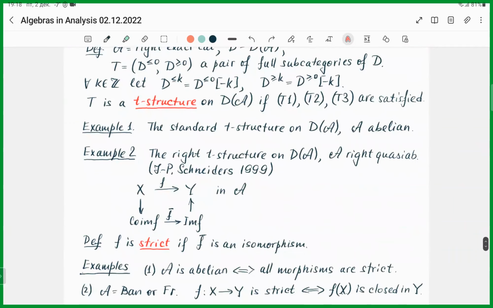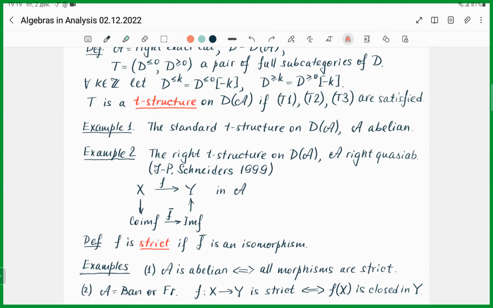Well, we have already an example of a T structure, namely the standard T structure on the derived category of an abelian category. And the next example, example 2, is very important for us. This is the so-called right T structure on the derived category of a right quasi-abelian category. So this example generalizes example 1 to the right quasi-abelian case. This T structure was constructed by Jean-Pierre Schneiders in 1999. Or more exactly, Schneiders considered only the case where A is quasi-abelian, that is, two-sided quasi-abelian. And he constructed two canonical T structures on D of A, the left T structure and the right T structure. But if A is not quasi-abelian, but it is right quasi-abelian, it turns out that only one of them survives.